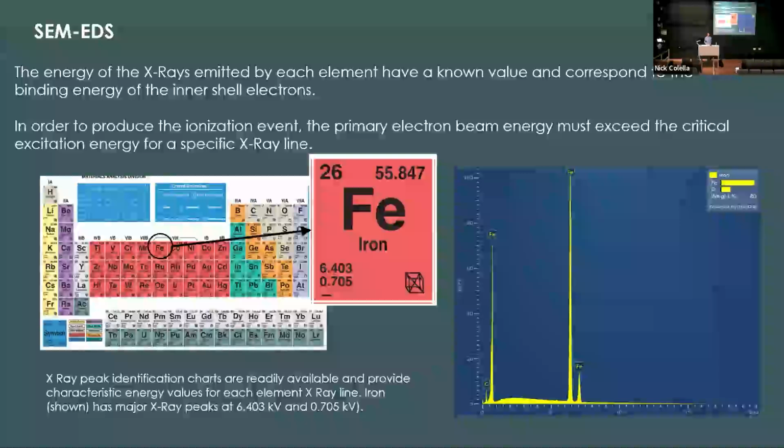In order to do this, we often look at a special periodic table where, in addition to having the elements and the atomic number and the atomic mass, if you look at the bottom, we also have characteristic X-ray energy peaks that are expected for each element. So for iron, based on characterization, we expect that if there's iron in our sample, it will have X-ray peaks that we can measure at 6.4 kilovolts and 0.7 kilovolts.